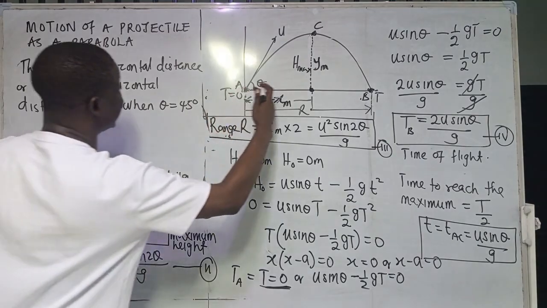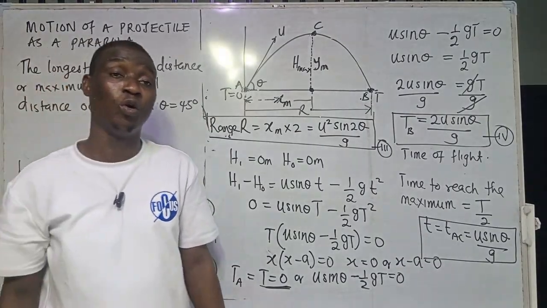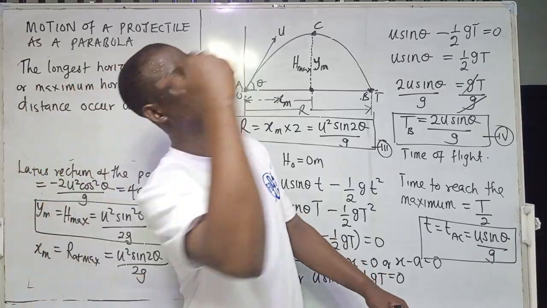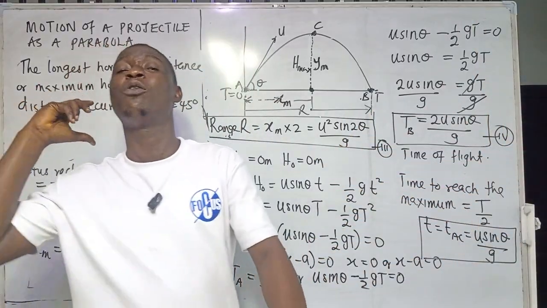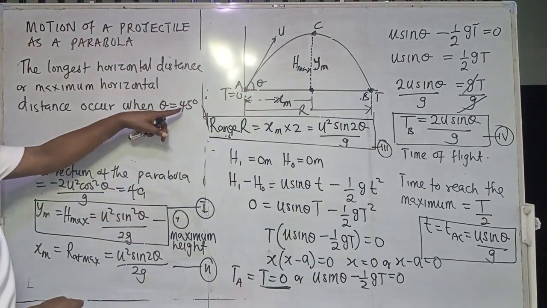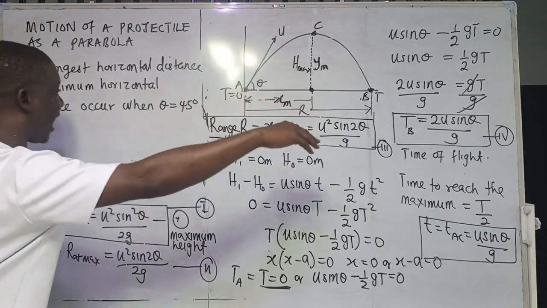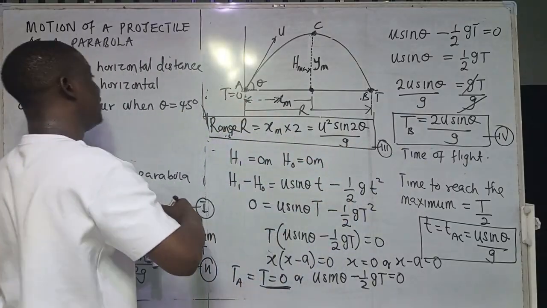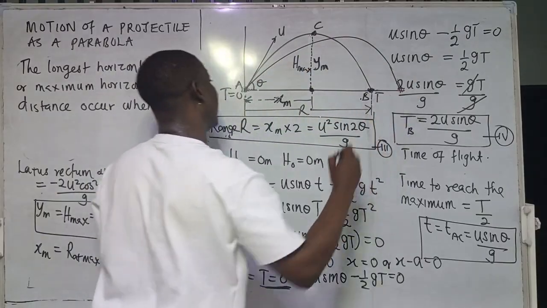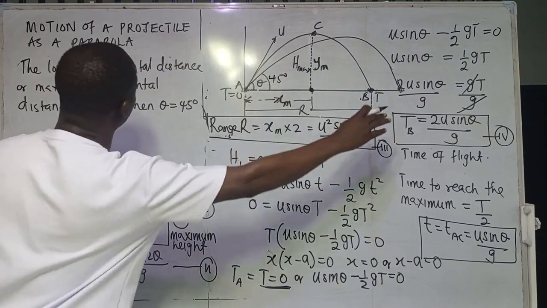So the longest horizontal distance: if you have two persons in competition involved in a shot put, and one makes an angle of 30, the other makes an angle of 60, and another makes an angle of 45, the one that makes an angle of 45 degrees will be the one to travel farther. The one that threw at 45 degrees will have the longest horizontal range.